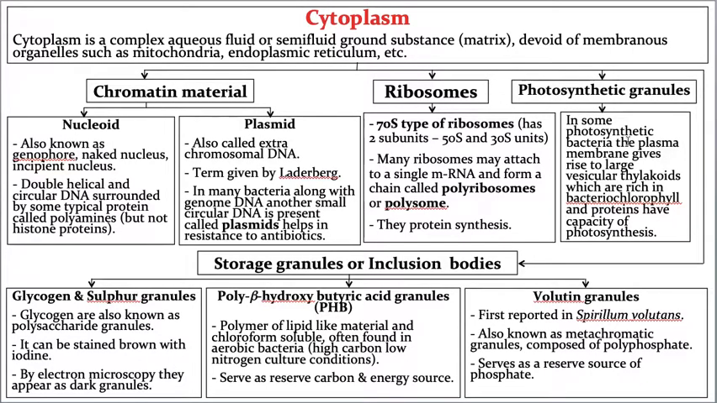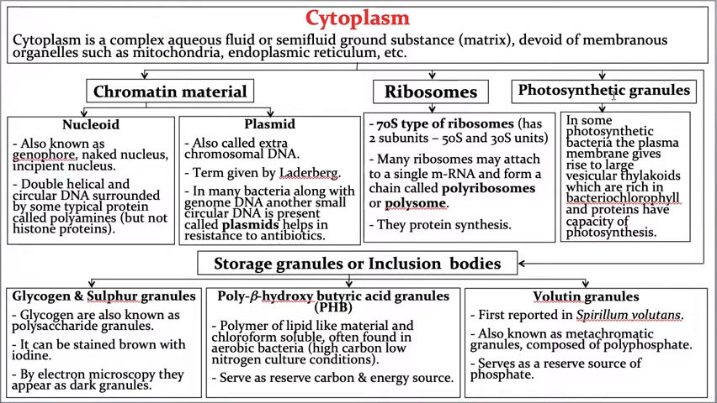They are formed by the plasma membrane. Plasma membrane gives rise to large vesicular thylakoid-like structures consisting of the photosynthetic pigments like bacteriochlorophyll or bacterioviridin, which help in photosynthesis. Whereas these photosynthetic granules are absent in non-photosynthetic bacteria.